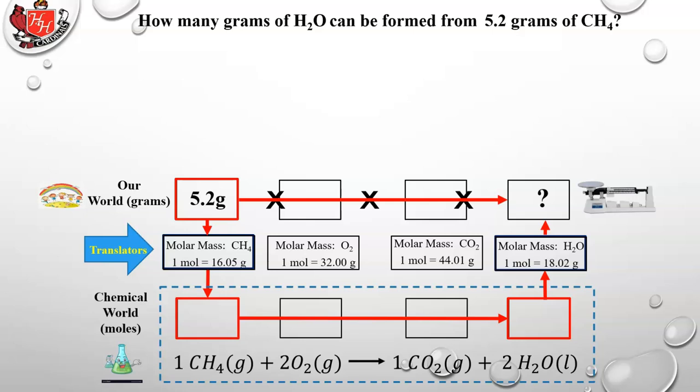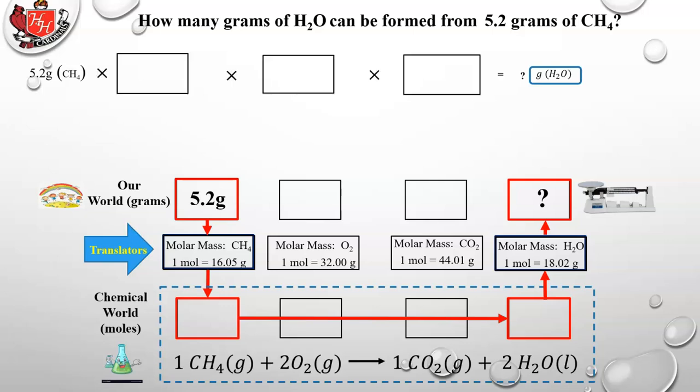So here we go to set up the equation. And there you see, way over on the right is what we're looking for, grams of H2O. And way over on the left is what we're starting with, 5.2 grams of CH4. And since there's 3 arrows involved here, we need 3 different boxes. So the first equivalency we're going to use is the molar mass of CH4. And that's 1 mole CH4 equals 16.05 grams of CH4.